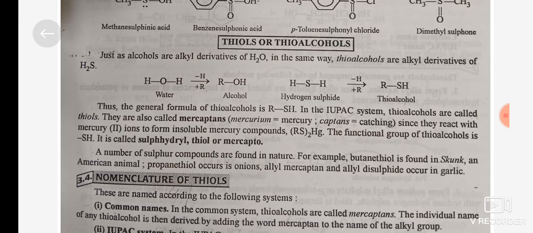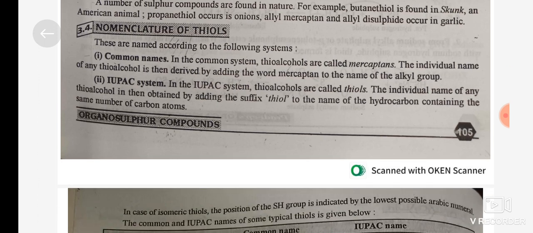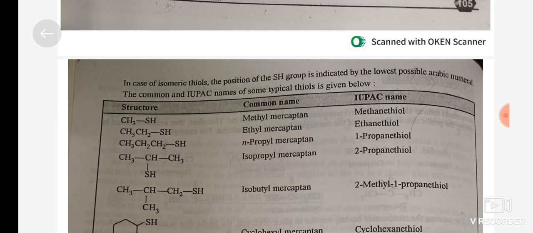Nomenclature of thiols. These are named according to the following systems. First, common name. In the common system, thioalcohols are called mercaptans. The individual name of any thioalcohol is derived by adding the word mercaptan to the name of the alkyl group. Second, IUPAC system. In the IUPAC system, thioalcohols are called thiols. The individual name of any thioalcohol is obtained by adding the suffix thiol to the name of the hydrocarbon containing the same number of carbon atoms. In case of isomeric thiols, the position of the SH group is indicated by the lowest possible Arabic numeral. The common and IUPAC names of some typical thiols are given below.